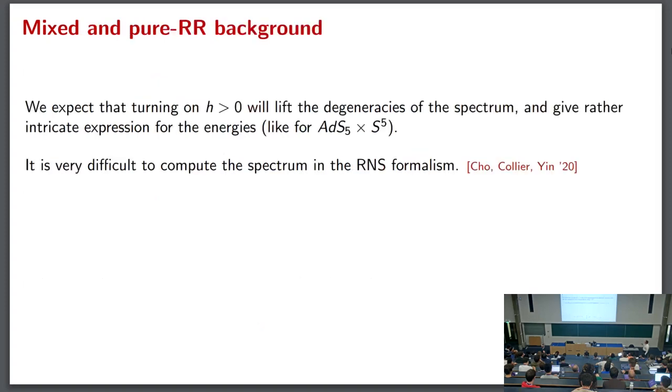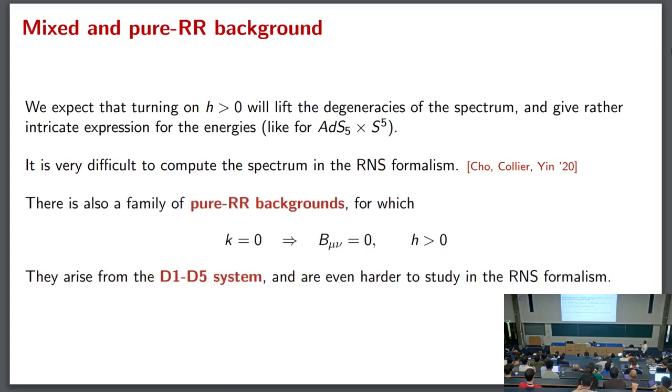And when you do this, the expectation, which to some extent you can compute in some regimes, is that all the degeneracy that I introduced lifts, and the spectrum becomes much more complicated. However, it's very difficult to compute this in the RNS formalism, especially if you want to do it when the amount of Ramond-Ramond flux is much larger than the NS-NS. You can do it perturbatively, but not in general.